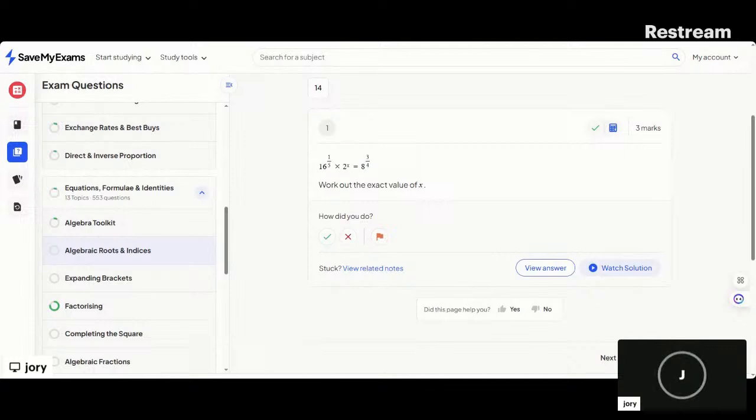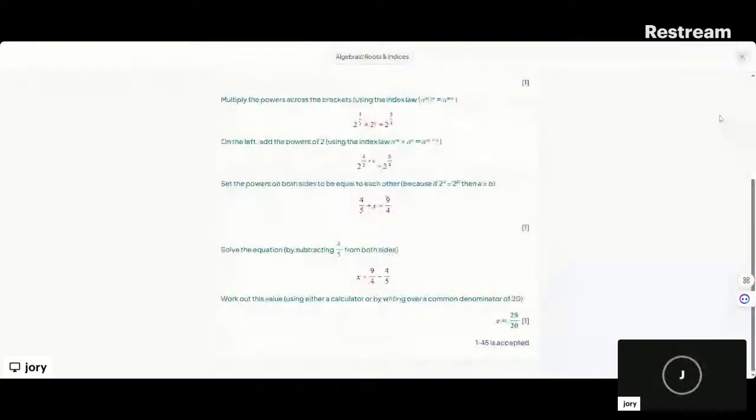Now you just add them together. So 2 to the 4 over 5 plus x equals 8, which is 2 to the third, so 3 times 3 over 4, 9 over 4, equals 2 to the 9 over 4. Okay, 9 over 4 minus 4 over 5 gives you 29 over 20. x equals 29 over 20. Check the answer. Yay, it's right.